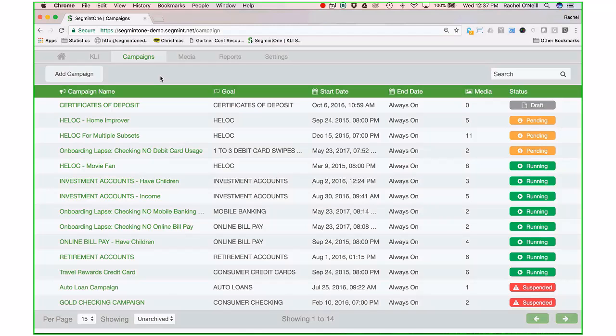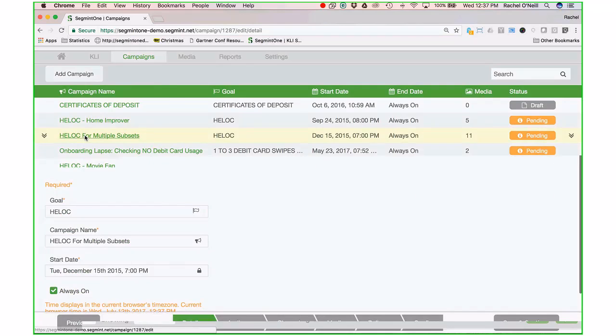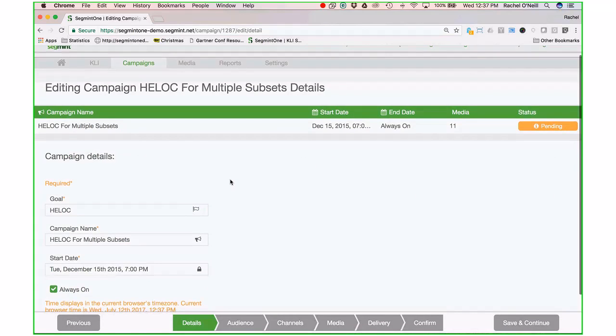And it is as simple as clicking Add Campaign to create a new campaign, but in the interest of time, I'll just jump into an existing campaign and show you the same steps. So I'm going to jump into a home equity line of credit campaign.